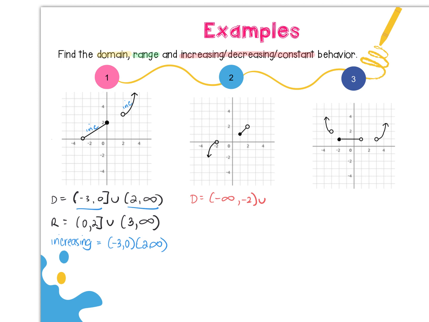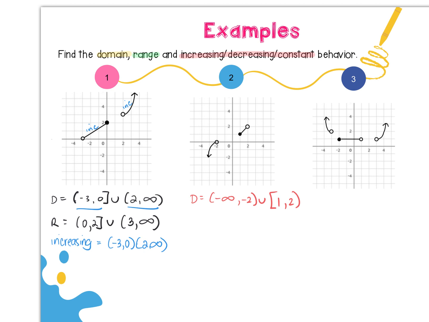So x is 1. And then it ends, my x's stop again here at 2. And so my last x is 2, and it's an open circle, so it's a parentheses. So my domain is going to be negative infinity to negative 2, and then union, and then 1 to 2. Okay?